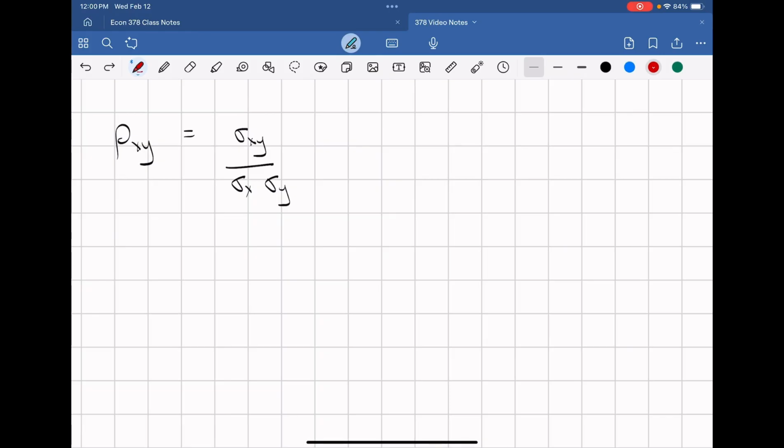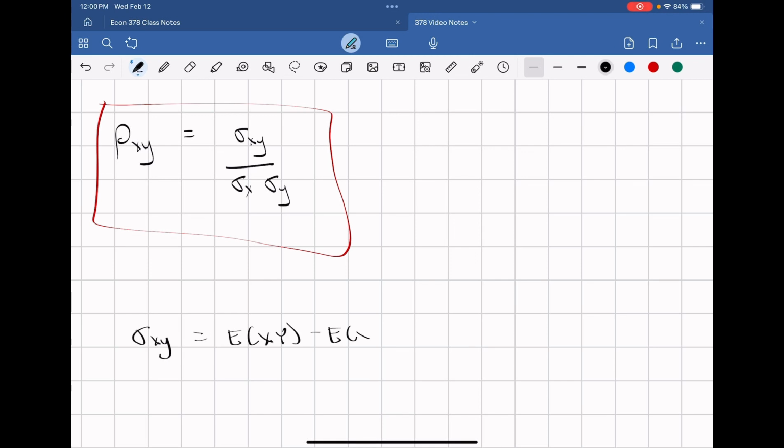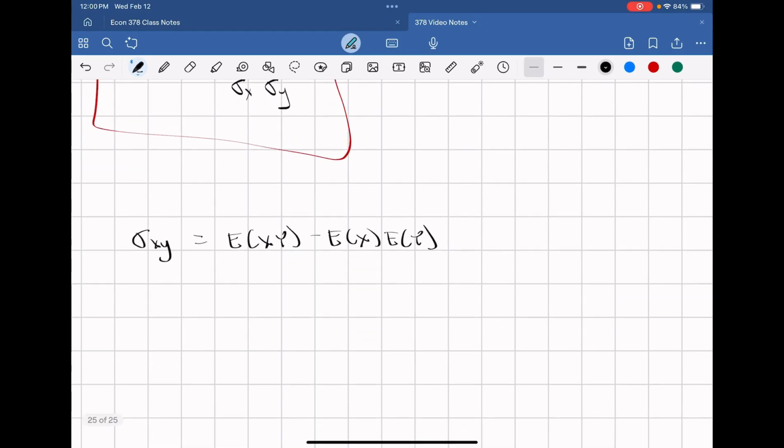All right, so this is an important equation we're going to use. So how do I find the covariance of x and y? Well, the covariance of x and y is equal to the expected value of xy minus the expected value of x times the expected value of y. Well, as mentioned, we know these terms right here, so we just have to find this term right there.